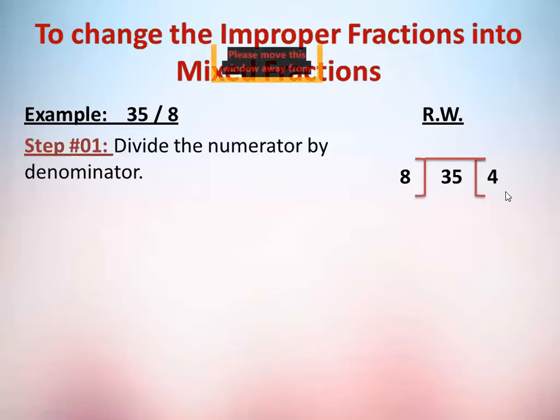8 multiplied by 4 will become 32. And here you will get 3 as a remainder.